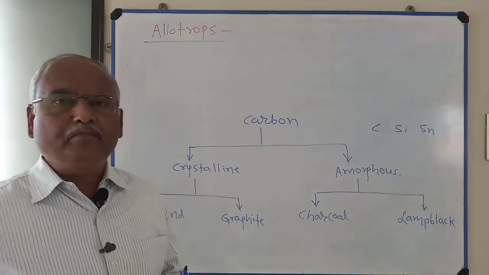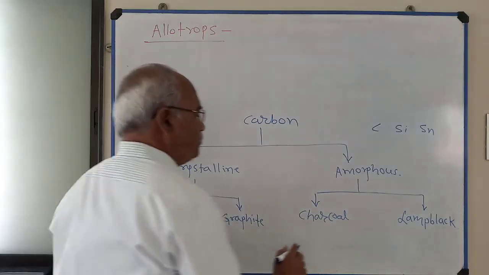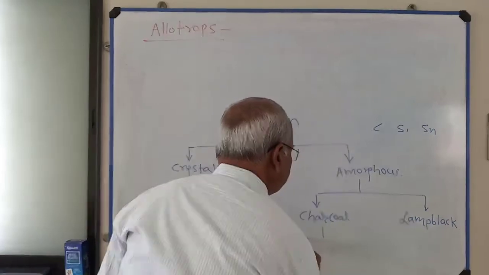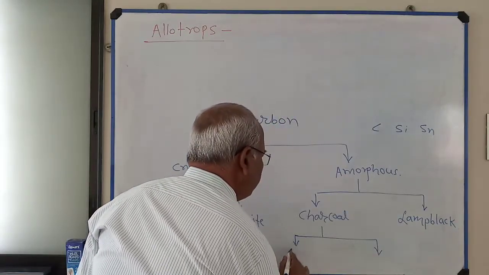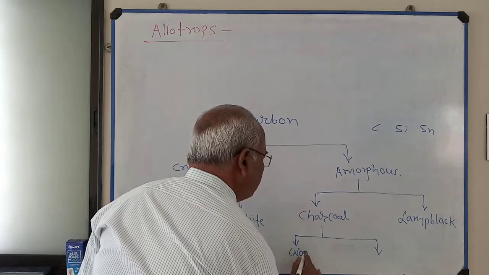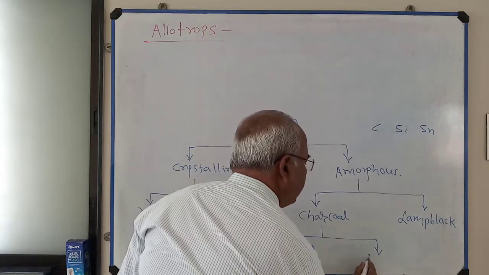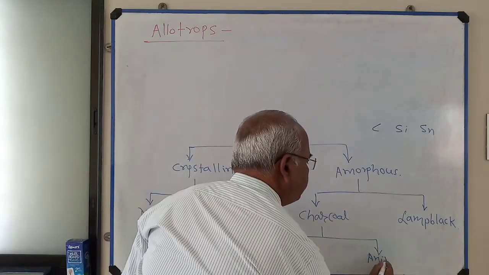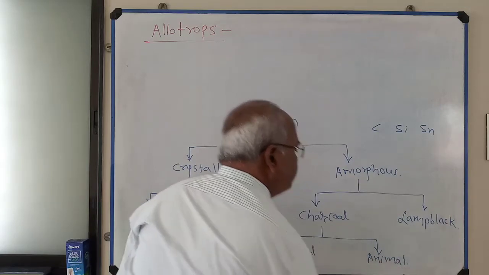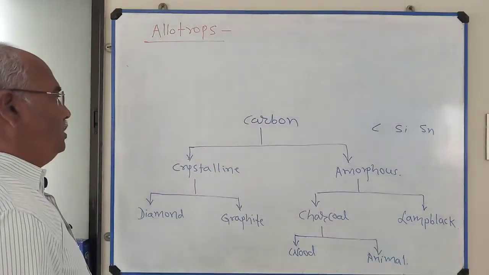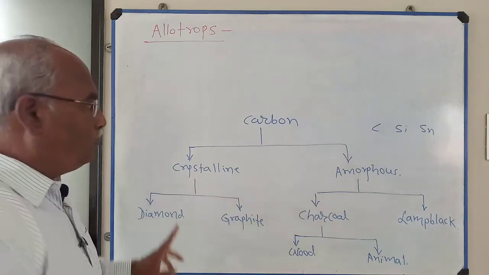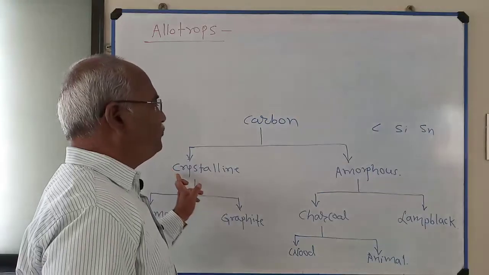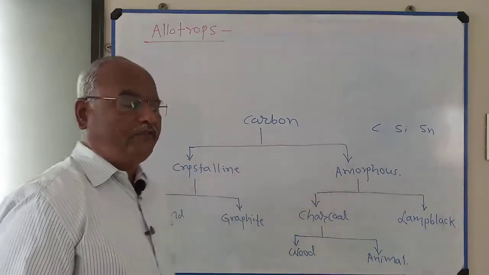Soot is the lamp black. There are two types of charcoals, wood charcoal and animal charcoal. So these are allotropes of carbon, broadly classified as crystalline and amorphous.